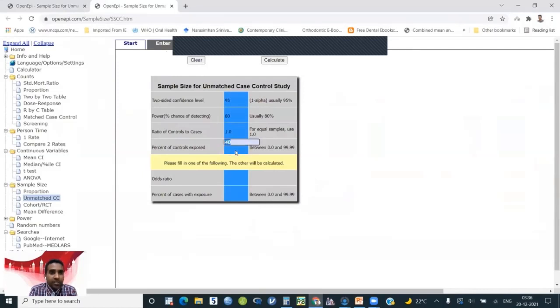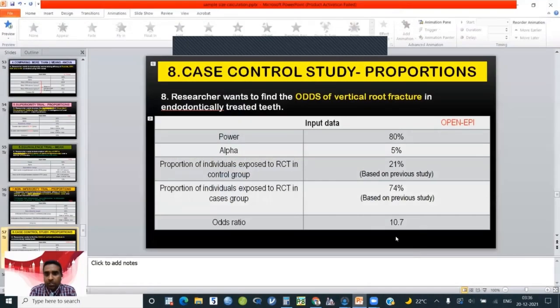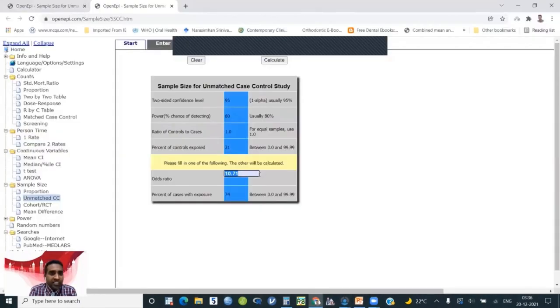And what is the percent of controls exposed? It is, I think, 21%. And the percent of cases with exposure is 74. Am I right? 21 and 74. And the odds ratio is 10.7. See, the odds ratio has been given here. It's not necessary that we have to give the odds ratio, as I mentioned. Any two proportions, or one odds ratio and one proportion, is sufficient.